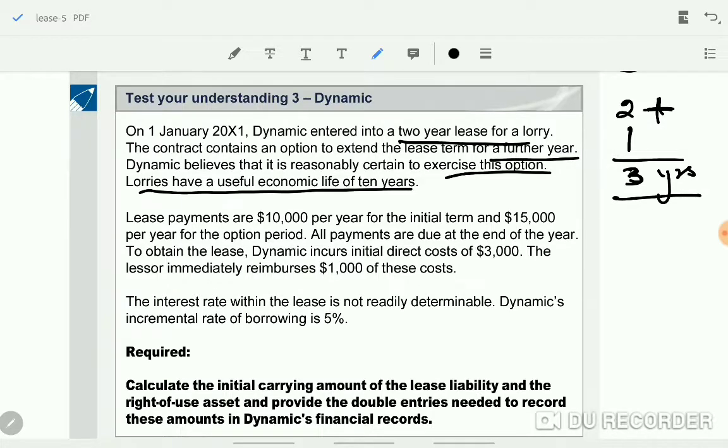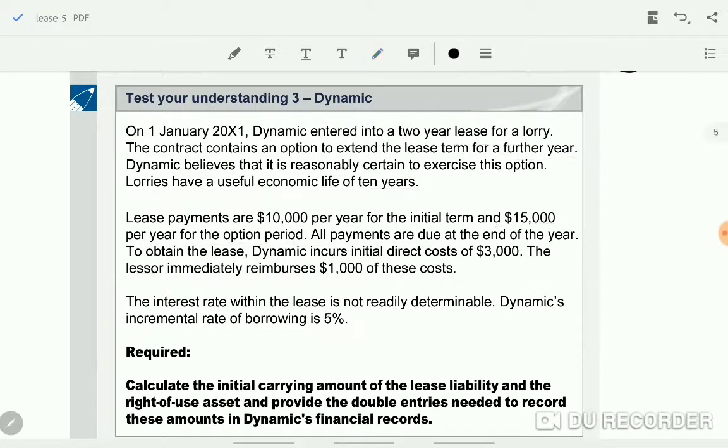Okay, lease payments are $10,000 per year for the initial term and $15,000 for the option period. So option period is the 3rd year. So the 3rd year it is 15,000. And Dynamic incurs initial direct cost of 3,000. The lessor immediately reimburses 1,000 of these costs. Okay, out of 3,000 they got back 1,000. Interest rate with the lease is not readily determinable. Dynamic's incremental borrowing rate is 5%.